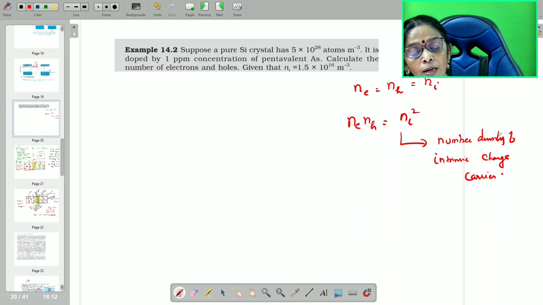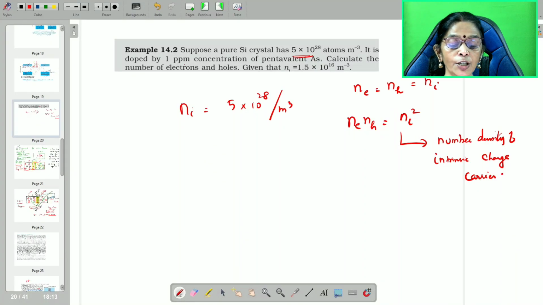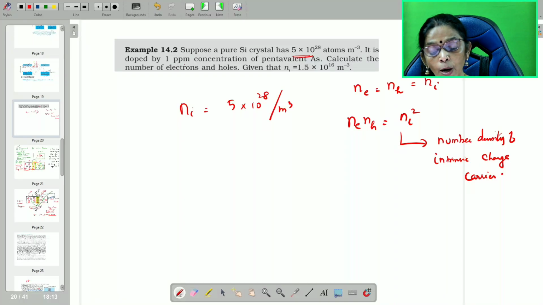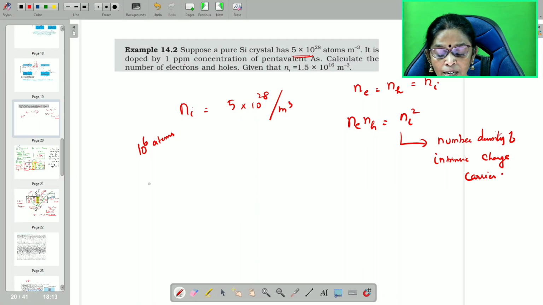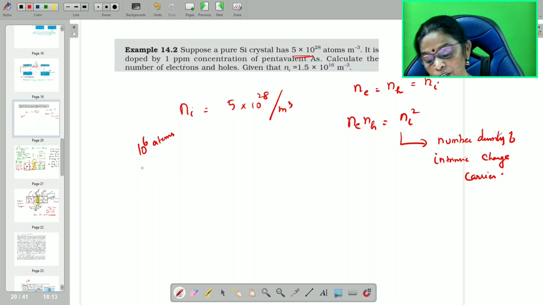Suppose a pure silicon crystal has 5 into 10 power 28 atoms per meter cube. Ni is equal to 5 into 10 power 28 per meter cube. It is doped with 1 part per million concentration of pentavalent arsenic. So, 1 part per million is nothing but 10 power 6, so 10 power 6 atoms. Pentavalent means rich in what? Pentavalent gives an N-type semiconductor. Calculate the number of electrons and holes.